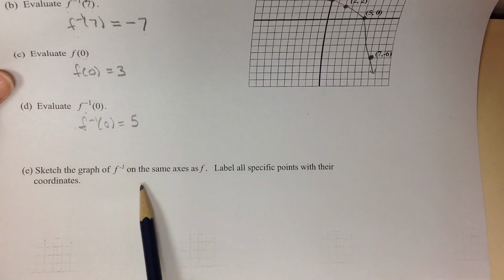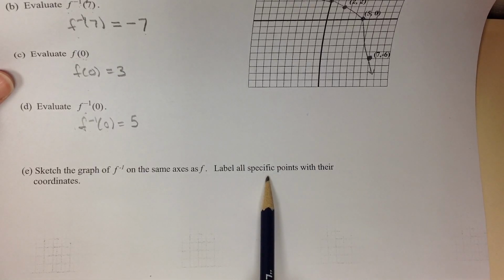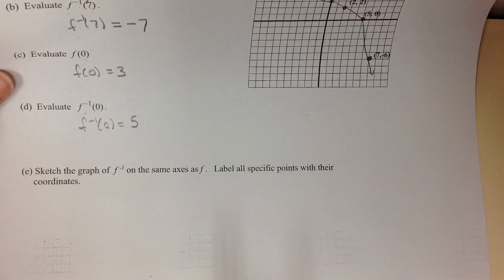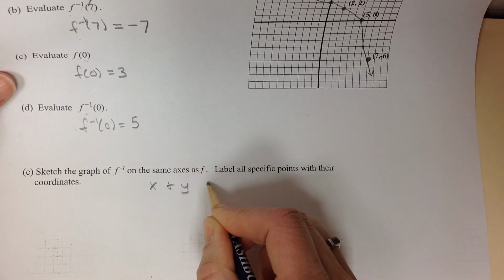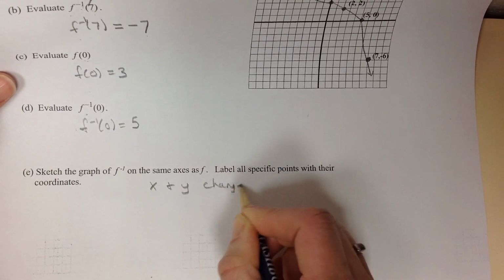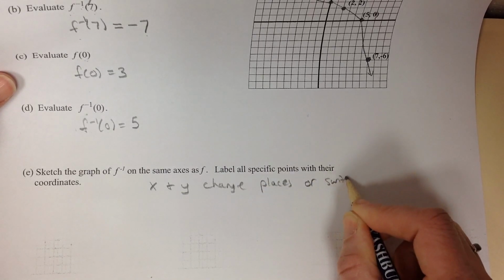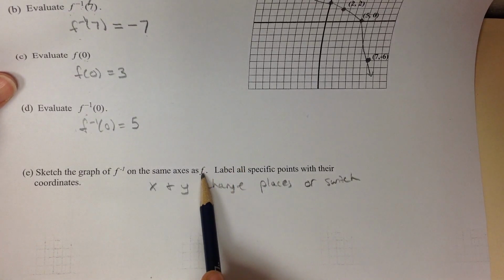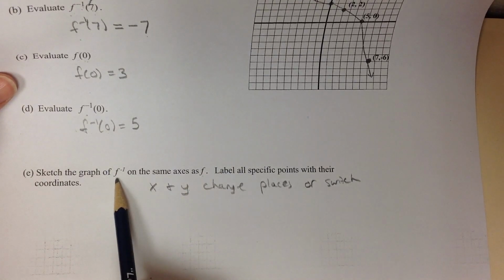Okay, so there's one more problem here. On the same set of axes, we want to sketch the graph of f inverse and label any specific points that we can find with their coordinates. Okay, so again, this goes back to the whole idea of, I'll even write it here, x and y change places, or switch. So in all of the points that I've been given on the graph of f, I'm going to change the order of the coordinates to get a corresponding point on f inverse.